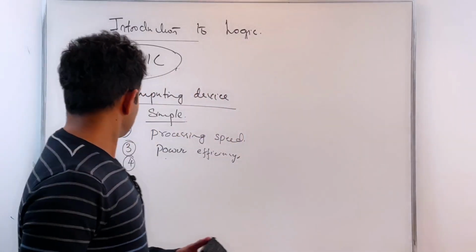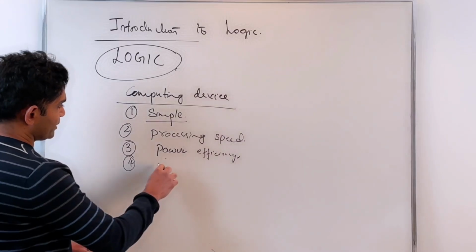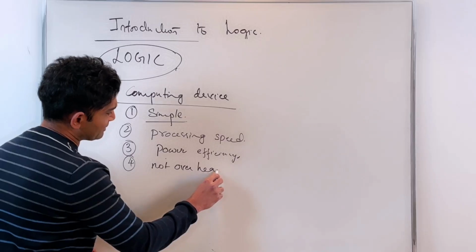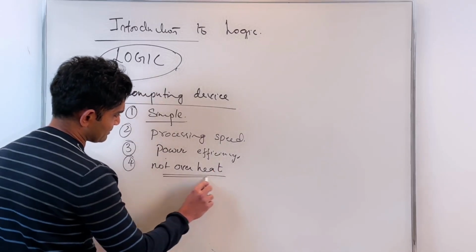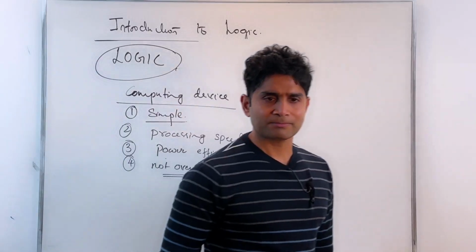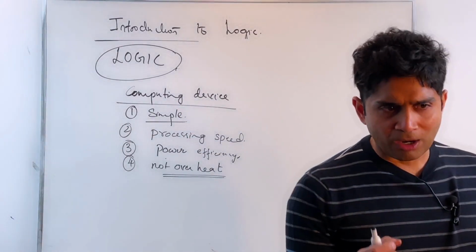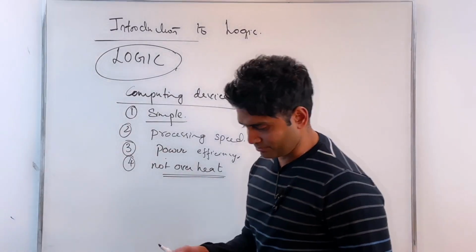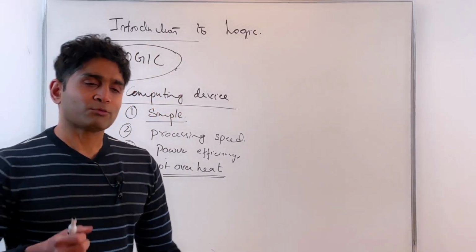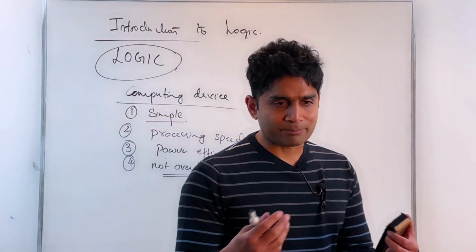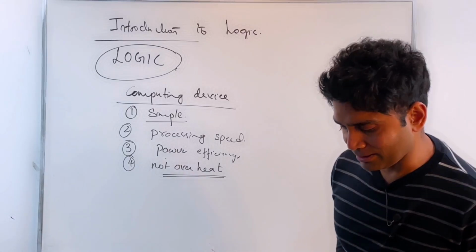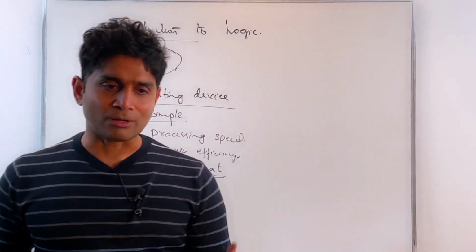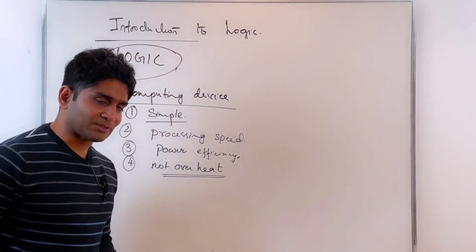Not overheat. Okay, not overheat. Now, why does it heat in the first place? Why does it generate heat? Why does it get hot? It gets hot when it's processing some information, right? Of course, the other reason is you need to have a pretty good heat dissipation arrangement there, so that all the generated heat is dissipated well.